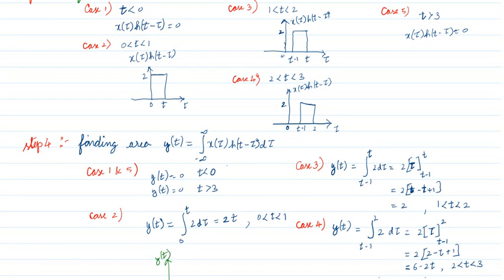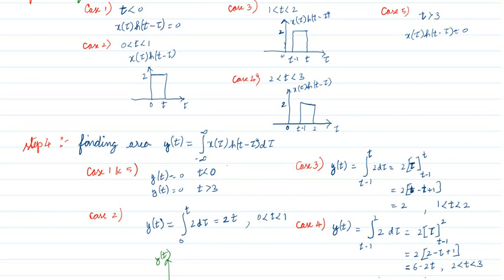Case 4, the time limit is t minus 1 to 2. Then again integration of 2 d tau is 2 tau. Then substitute the upper limit 2 minus the lower limit t minus 1. So the minus will get inside, so minus t plus 1. So it becomes 3 minus t, you multiply with 2, you get 6 minus 2t. So that is applicable only for t between 2 to 3.